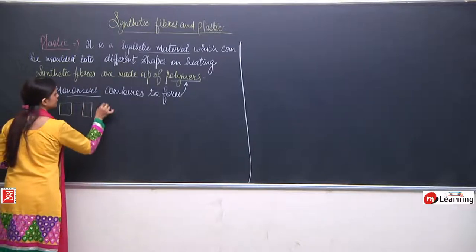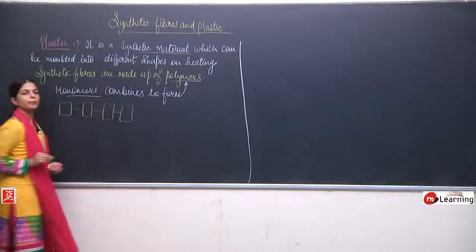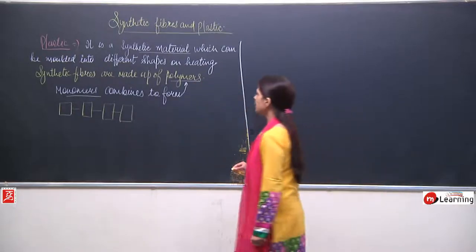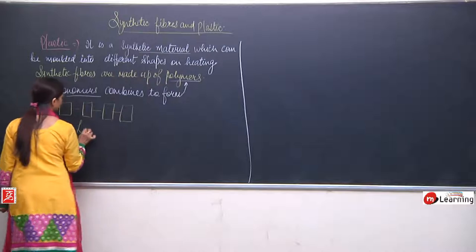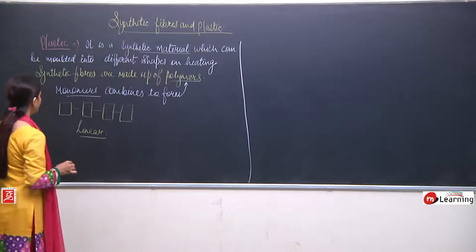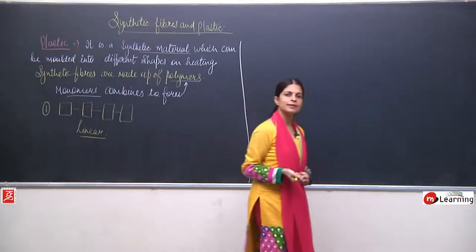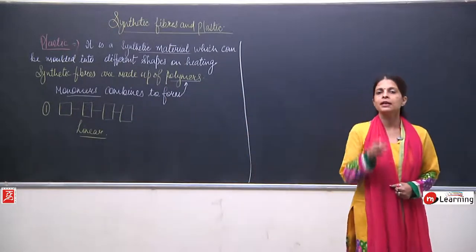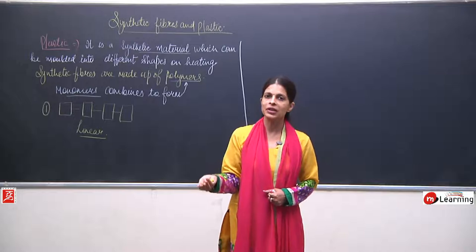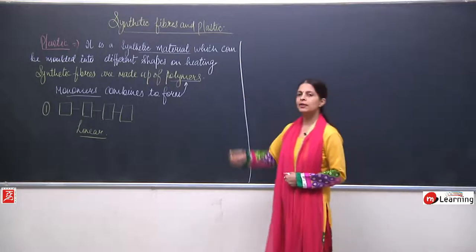These are monomers, and when the monomers combine in a straight chain, we call it a linear pattern. These monomers are small units. These small units, the monomers, combine to form a long chain, and this long chain is polymers. And when these long polymers are formed, then the fibers are formed.